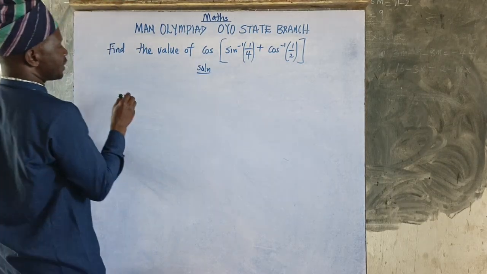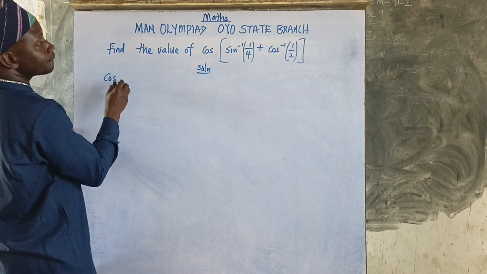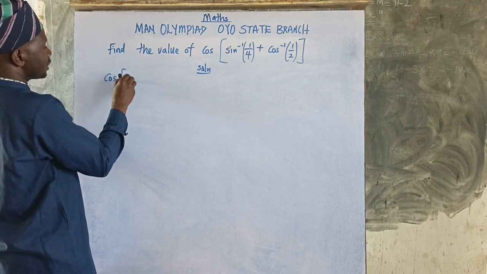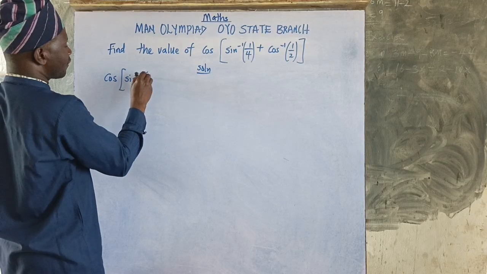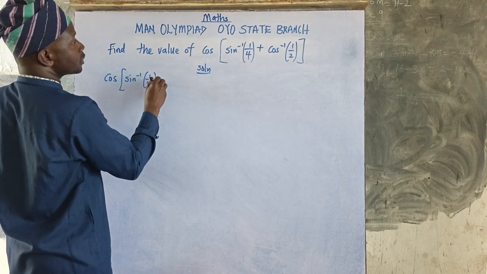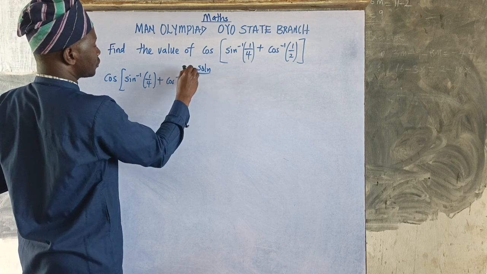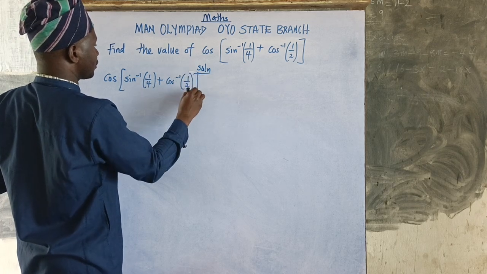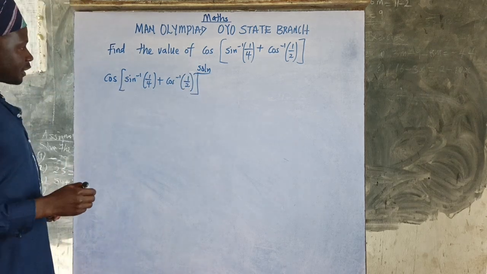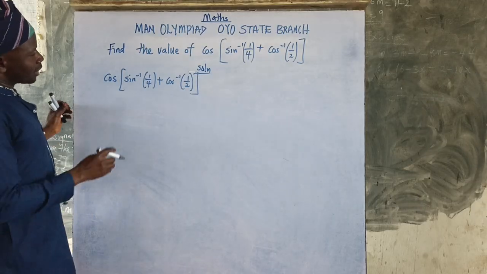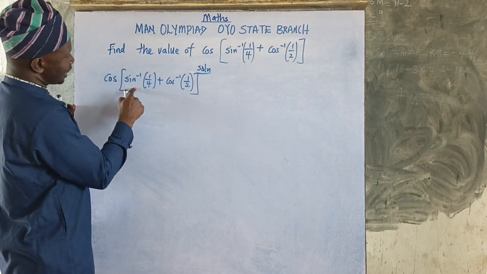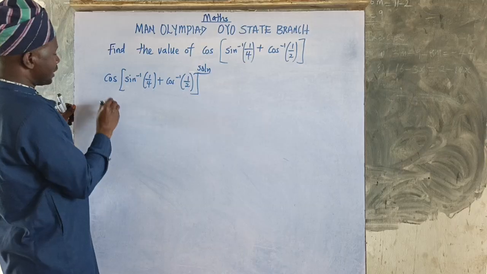So the information we are given here is cos of the arc sine of 1 over 4 plus arc cos of 1 over 2. We want to evaluate this without using a calculator or four figure table. Now, we are going to denote this by a letter and this also by another letter.